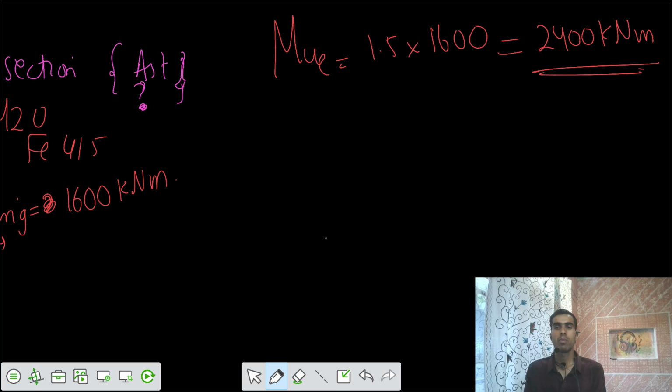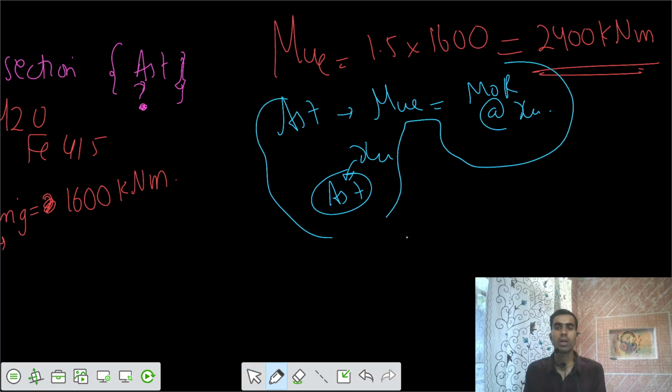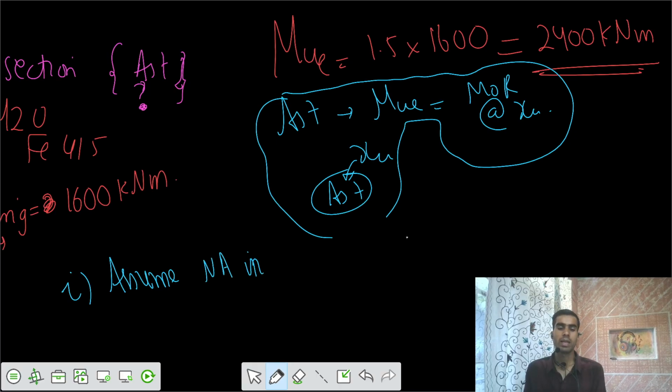This is our MUE. Now to get the AST, we will equate MUE with the actual value of moment of resistance at XU, actual. And once I get the XU value, then I can get the value of AST. So for that, I have to assume where the neutral axis is. So the first step is to assume the neutral axis somewhere. Let's assume that the neutral axis is in the web, first case.